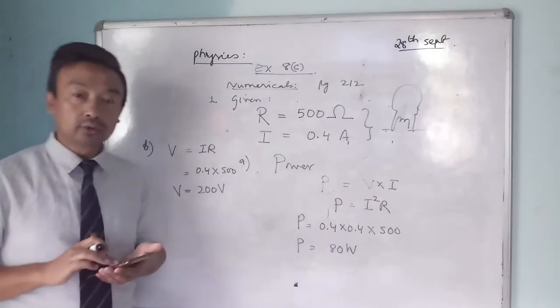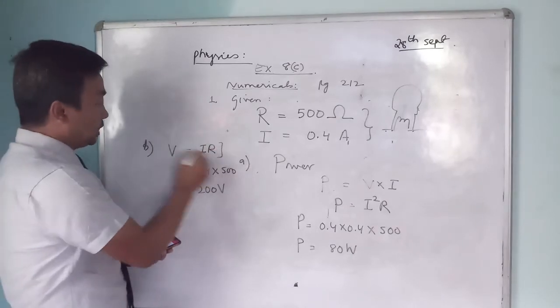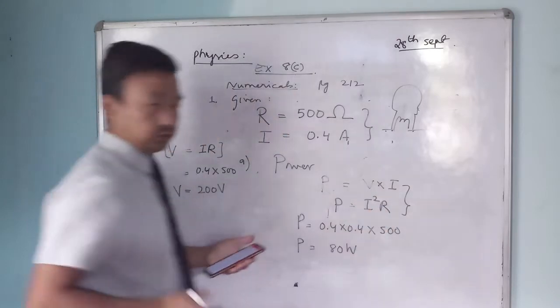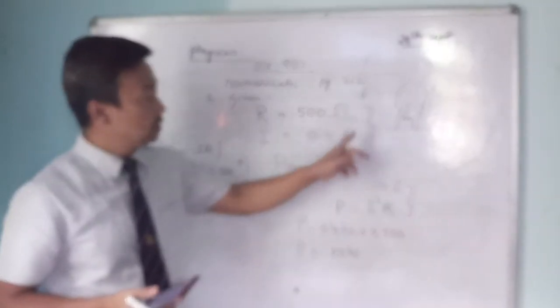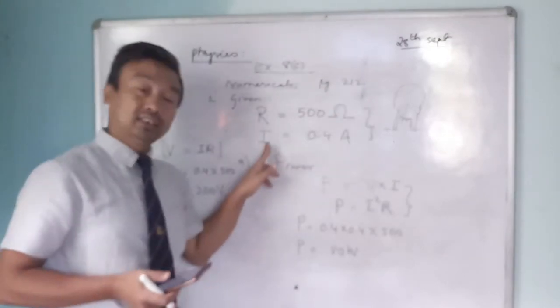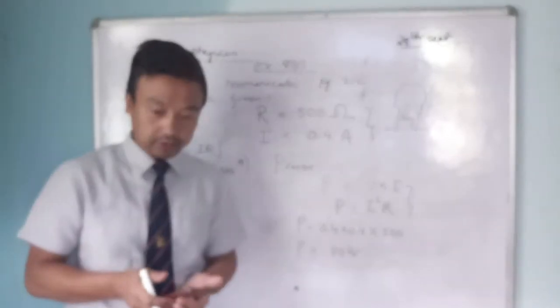So this is how you are going to solve the numericals. The simple formula is there. The key here is to remember all the formulas and the units. See, resistance is given by capital R, the unit is ohm. The current is given by capital I, the unit of the current is ampere, given by capital A.